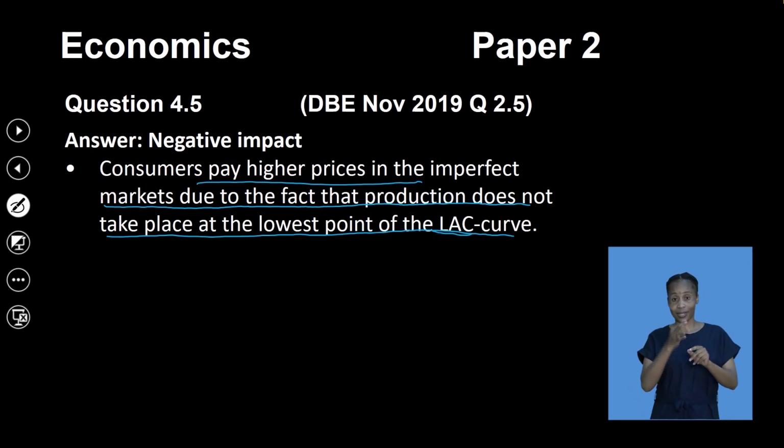Right, so normally, again, we're still explaining the higher prices. To say imperfect markets or consumers normally pay higher prices, because these guys are not efficient in terms of production. Those are some of the negative effects. Like I said earlier on, remember, if you are discussing the negative and the positive, make sure you also give a balanced view. Right, let's go to the next one.